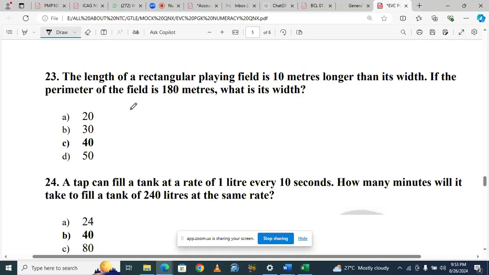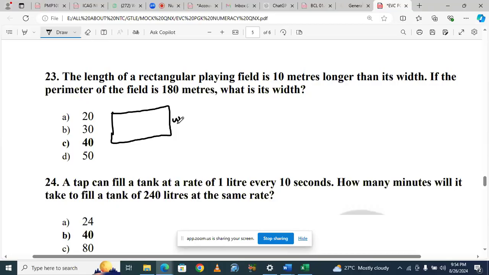The length of a rectangular playing field is 10 meters longer than its width. Pause. So now I have drawn my rectangular playing field. And we are saying the length, that is this side. The length is 10 meters longer than its width. So if here is the width, here will be what? Its width.